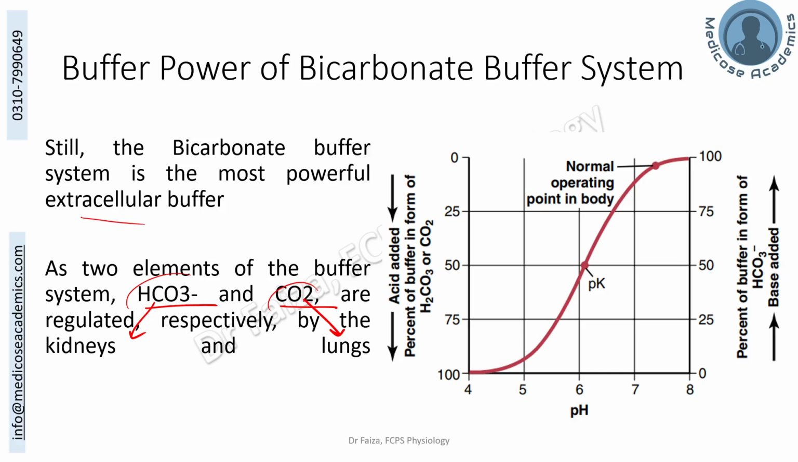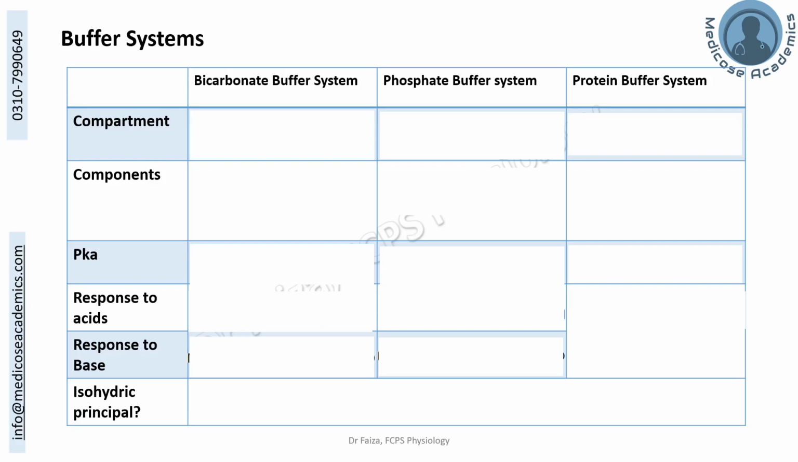So to summarize, a buffer is going to be most effective in this range close to the pK, but not only its relative concentration of components, the absolute concentration also matters. A buffer system may be more effective in one fluid system and less effective in the other. For example, phosphate buffer system is more effective intracellularly and bicarbonate buffer system extracellularly. So let's compare these three important buffer systems.